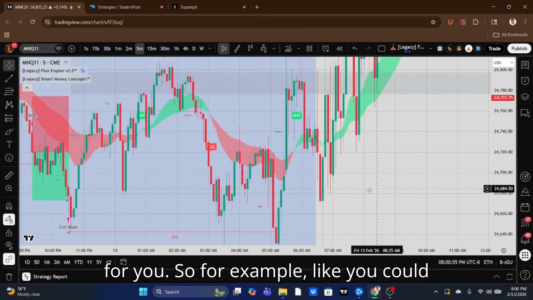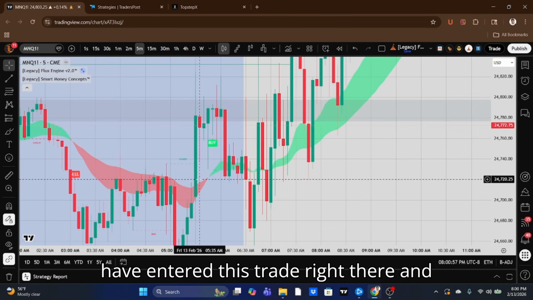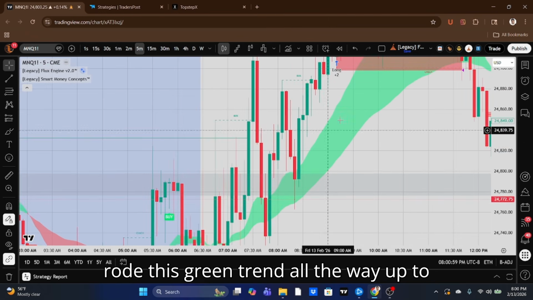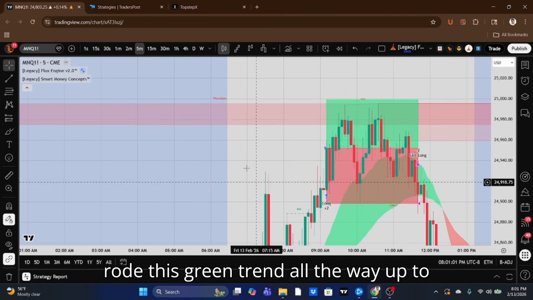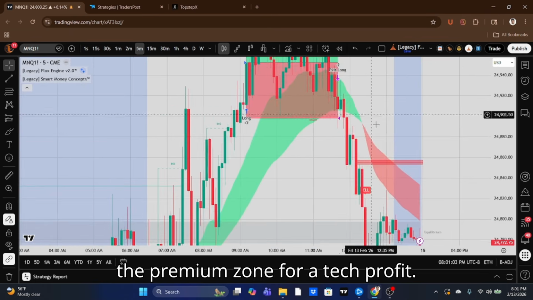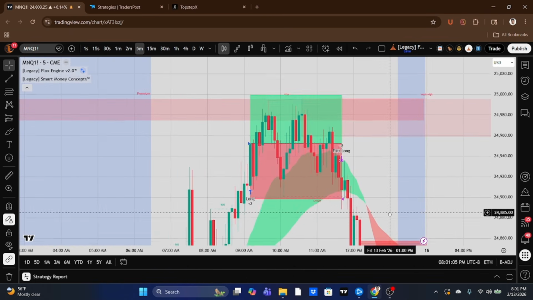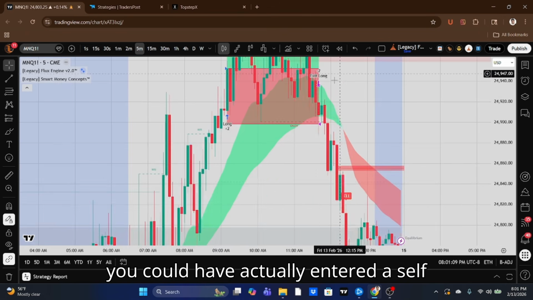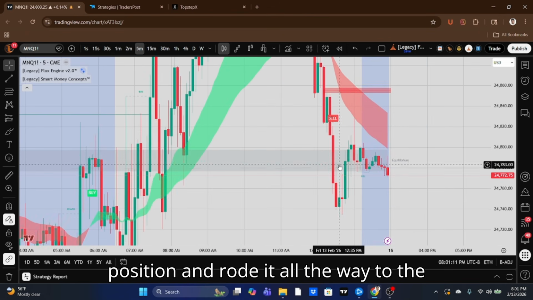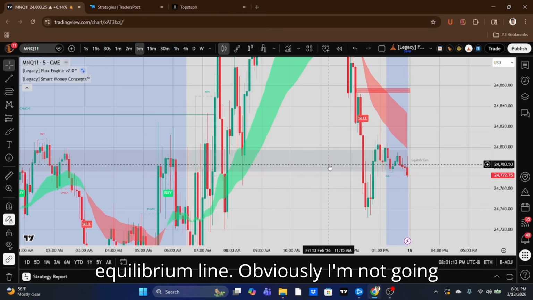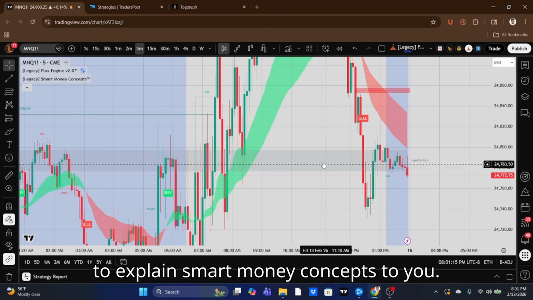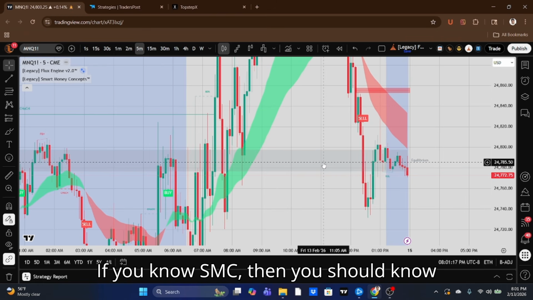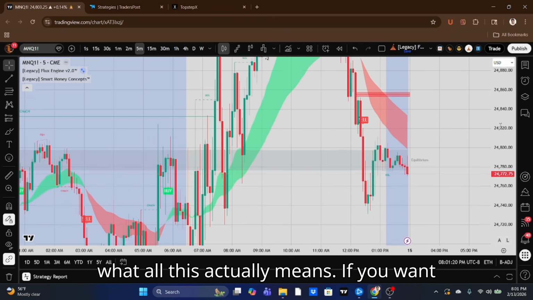So for example, you could have entered this trade right there and rode this green trend all the way up to the premium zone for a take profit. And then once it hit the premium zone, you could have actually entered a sell position and rode it all the way to the equilibrium line. Obviously, I'm not going to explain Smart Money Concepts to you. If you know SMC, then you should know what all of this actually means.